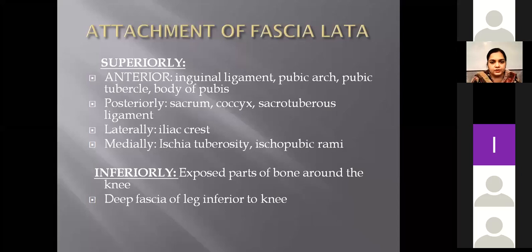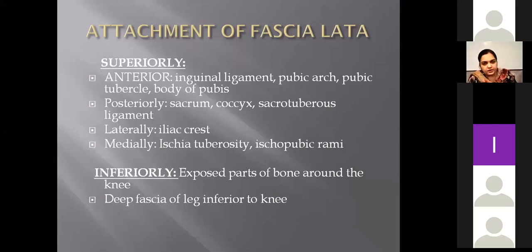So the fascia lata superiorly, anterior part, is attached to the inguinal ligament, pubic arch, pubic tubercle, and the body of the pubis. Posteriorly, it is attached to the sacrum, coccyx, and one ligament, the sacrotuberous ligament. Laterally, it is attached to the whole iliac crest, and medially to the ischiopubic rami, where the ischium and pubic bone join together, and the ischial tuberosity.